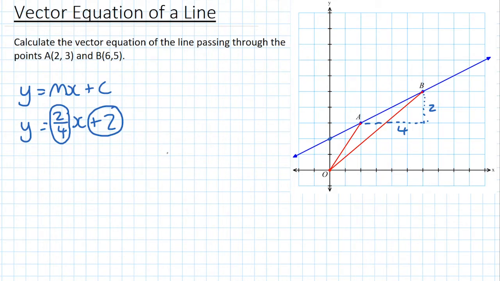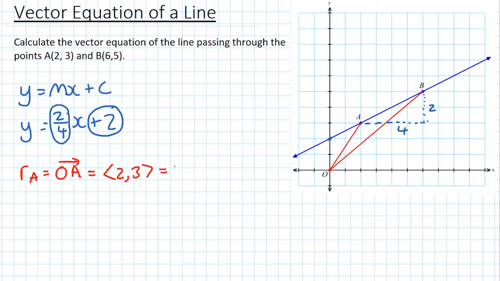Let's relate this to the vector equation of the line. I'm going to go through a bit of terminology first. If I use the term position vector, I'm always talking about the position of the point from the origin. So for example, the position vector of A is going to be the position of A from the origin, which is 2 across and 3 up. So it's going to go 2 in the x direction and 3 in the y direction.